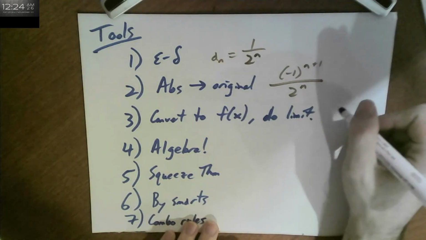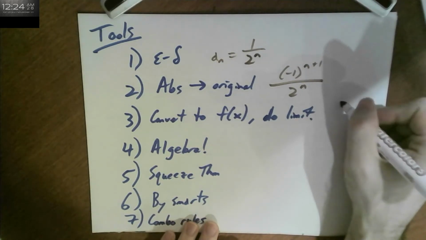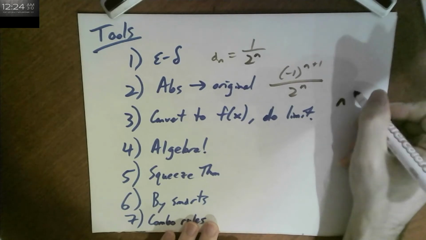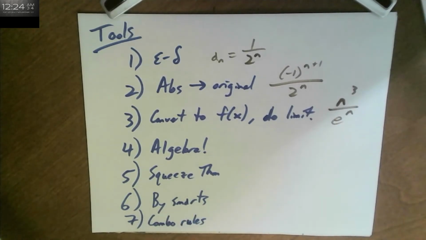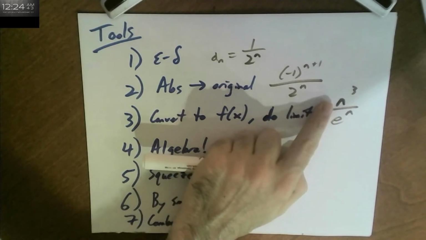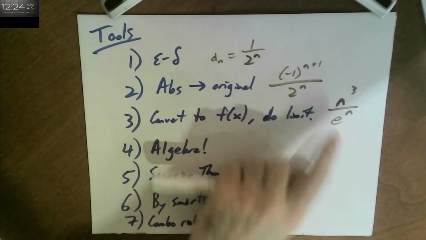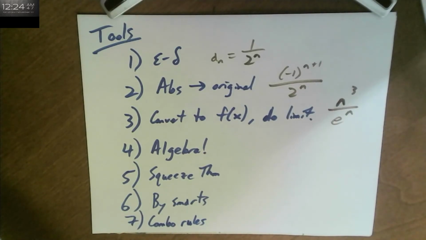Convert to f of x into a limit. This is most useful for cases like, say, n cubed divided by e to the n. Because your instinct, I hope, doing a limit as n goes to infinity is to want to use L'Hopital's rule, right? The numerator is a polynomial. It'll eventually go away. The denominator stays put no matter how many times you apply L'Hopital's rule. But you can't use L'Hopital's rule on a sequence.